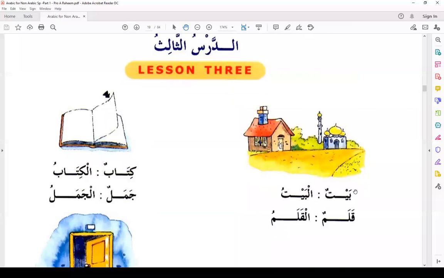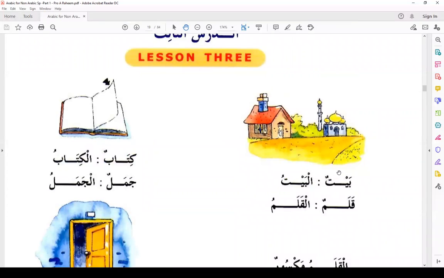So we have these words here, and the new lesson really introduces something. We have baytun, al-baytu. Al means the. So here you have al being used, right? Baytun, a house. When you put al with the word, it becomes the house. Kitabun, a book. Al-kitabu, the book.